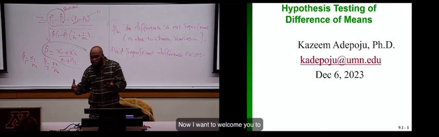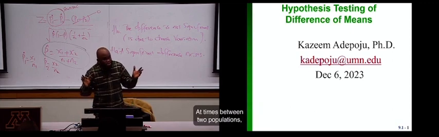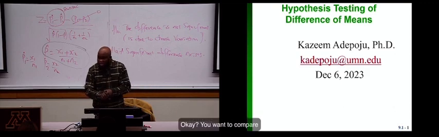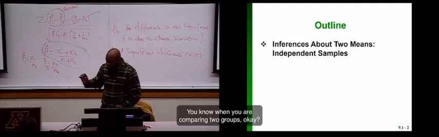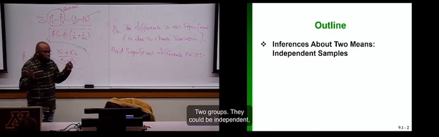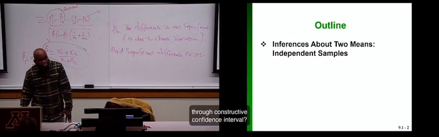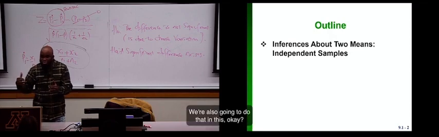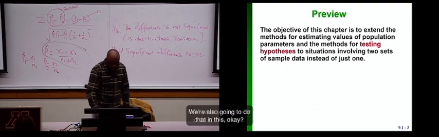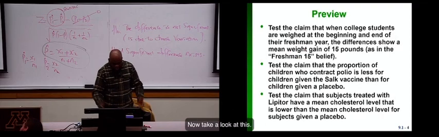Now, I want to welcome you to hypothesis testing of difference of means. At times, between two populations, you may want to compare averages. Say you want to compare the standard of living in two countries. You want to compare means. But you know what? When you are comparing two groups, they could be independent, they could be dependent. You remember when I was walking you through constructing confidence intervals, when you have a dependent group, we use a paired test, right? We're also going to do that in this. What we just want to do is to compare, like I said, parameters in two populations. Now, take a look at this. Let's have this in preview.